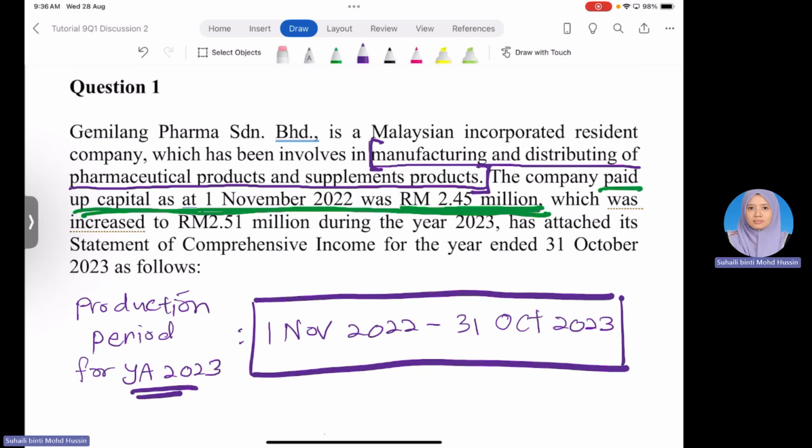So we have settled the first part. In the first paragraph, you have to identify what they are running the business for, and then when the accounting period or production period for the year of assessment 2023 is for Gemilang Pharma Sdn Bhd. Now, when you prepare the tax computation for the company, of course you are given the statement of comprehensive income. You refer to the statement of comprehensive income.